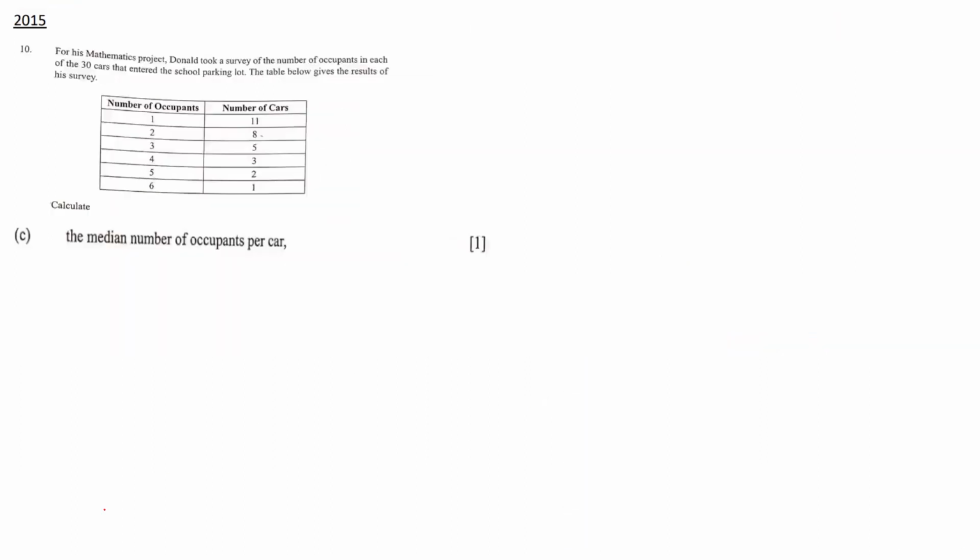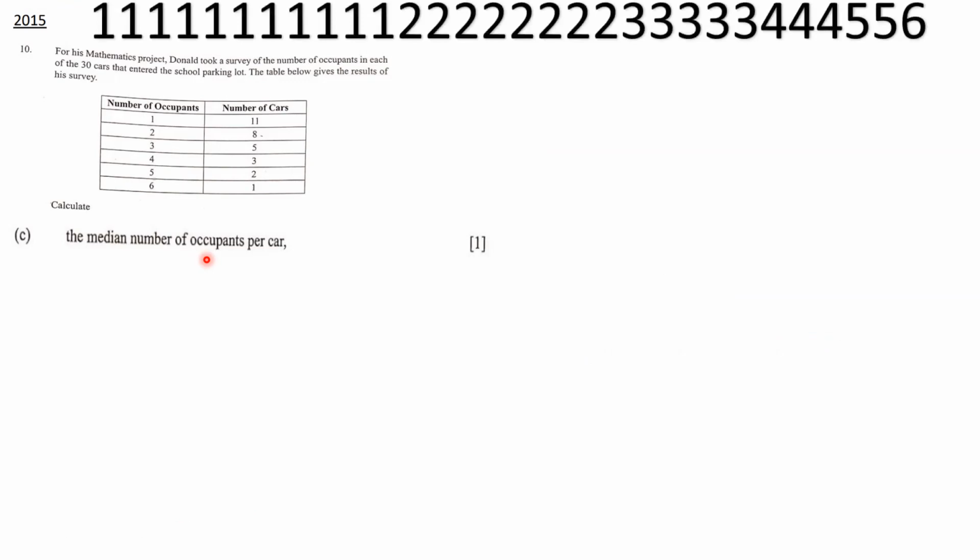Here they want the median, right? The median number of occupants in the car. Remember, in order to do the median, you have to list the numbers in the data set in ascending order, and then you try to find the number that's in the middle.